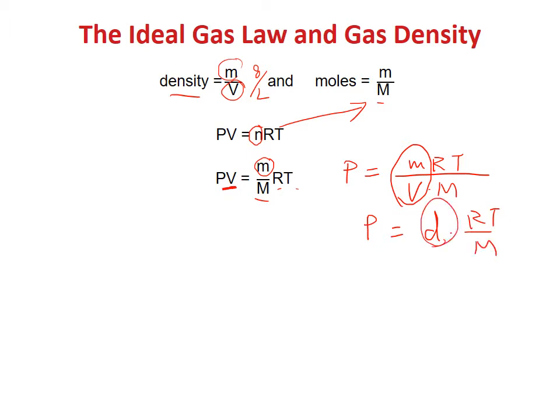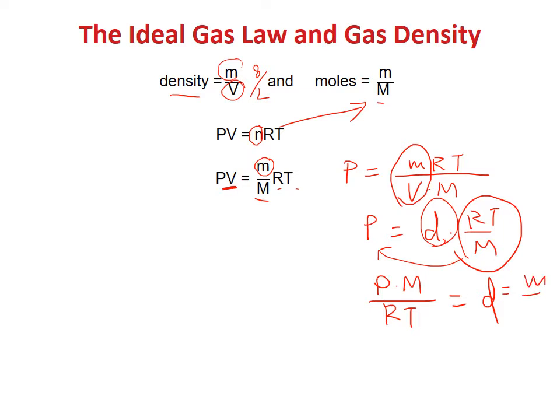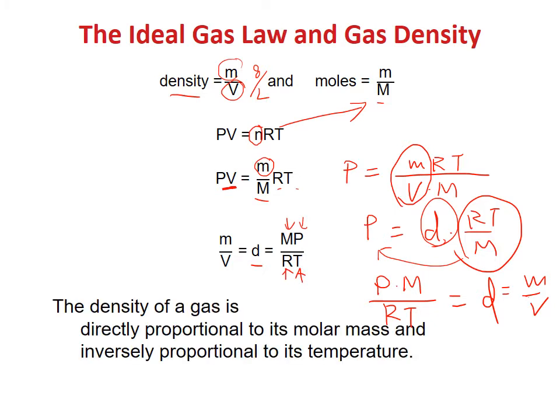So to calculate the density, we divide both sides by RT over M. When it goes to the left side, it inverts. So pressure times molar mass divided by RT equals density, which is m over V. Okay, so we have this equation: the density is molar mass times pressure divided by gas constant times temperature. So the conclusion is the density of a gas is directly proportional to its molar mass, M, and inversely proportional to its temperature, T.